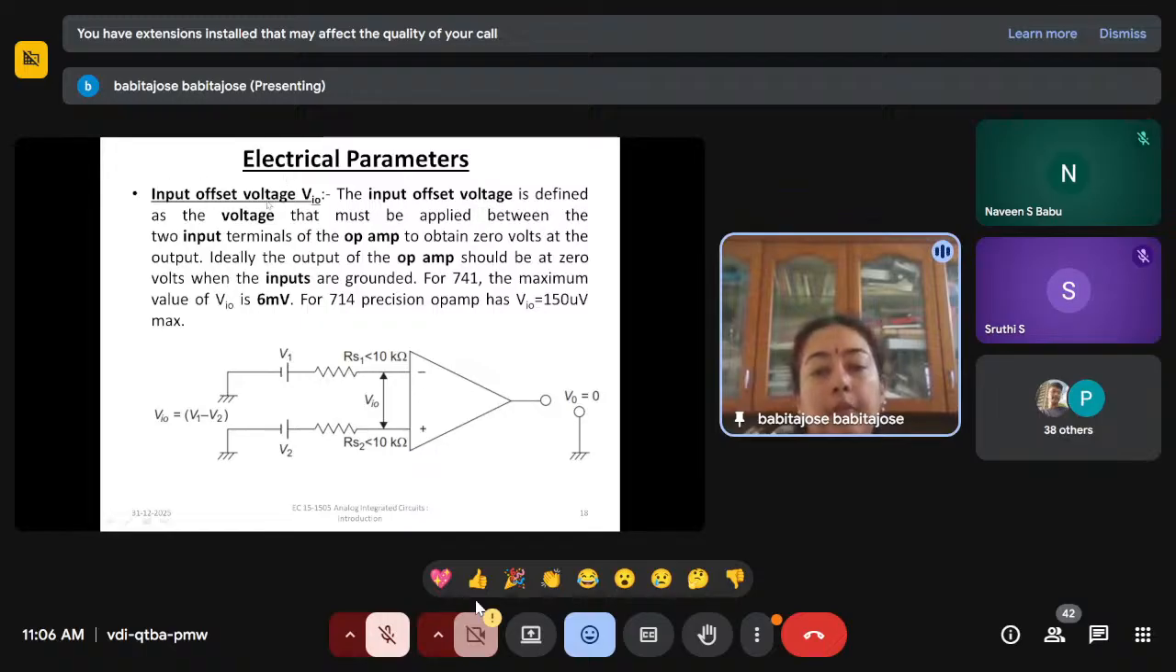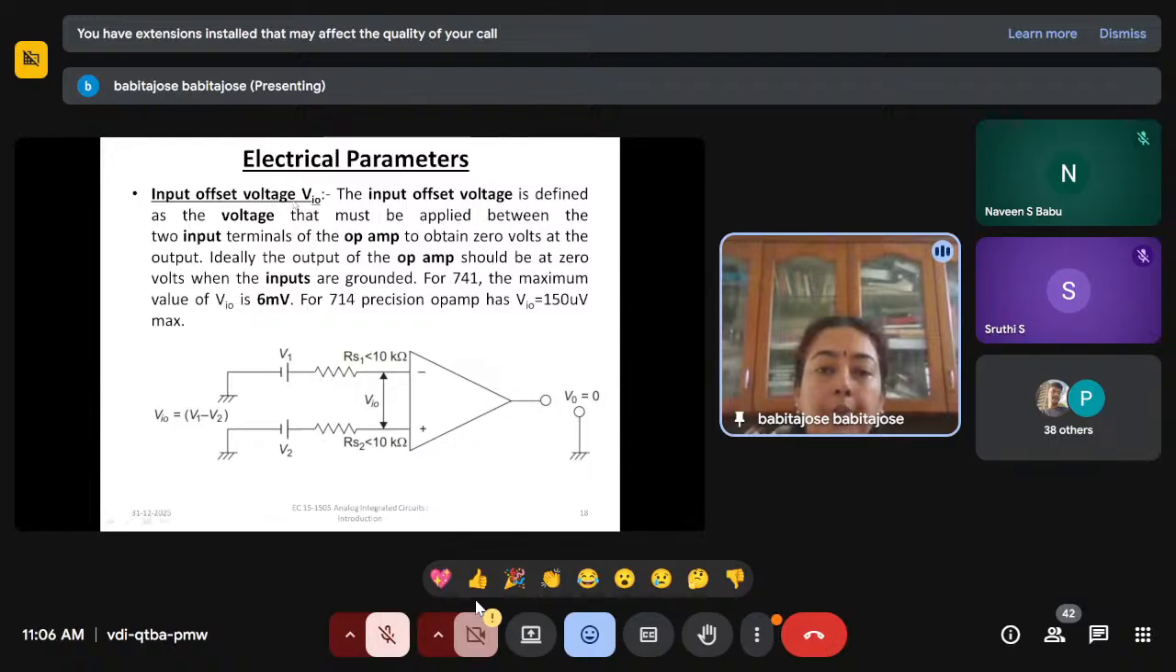So input offset voltage, you can see the op-amp symbol. We have 2 differential inputs, the inverting input and the non-inverting input, then V0 is the output. So ideally we say that when there is no input, output should be 0. If we have not applied any input, ideally the output should also be 0. But practically output may not be 0.